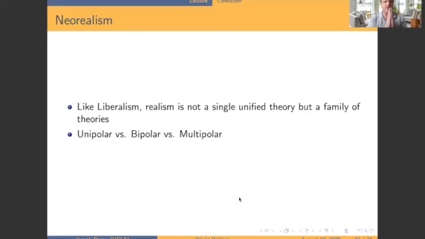Neorealism advances two normative arguments and one theoretical argument. The first normative argument is that we need theory to understand international politics. So unlike previous schools of thought, this school of thought, which came around in the 1950s as a result of World War II, emphasizes the importance of theory to make explanations and predictions about the real world.